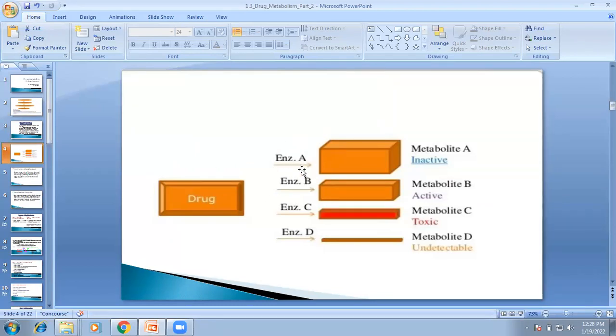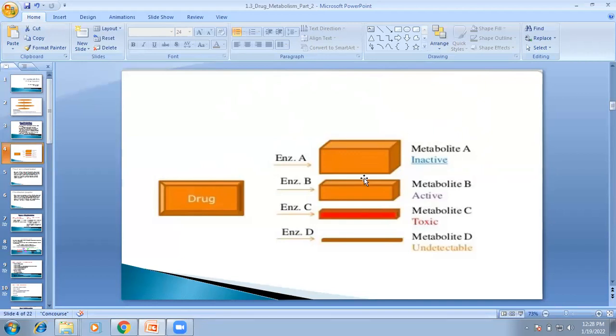So the action shown by enzyme A is that it will convert the drug molecule into metabolite A. Now, with the help of enzyme A, the drug molecule is converted into metabolite A, but it is inactive. See, it is metabolized, it is biotransformed with the help of enzyme A, but after the enzyme A reaction, the drug is not going to show the activity. It is inactive as such.